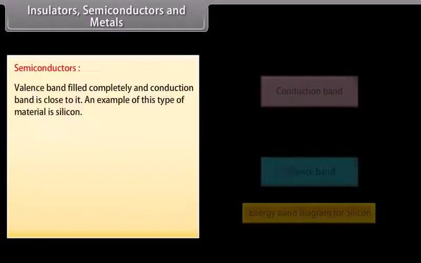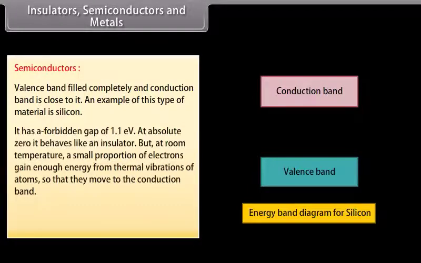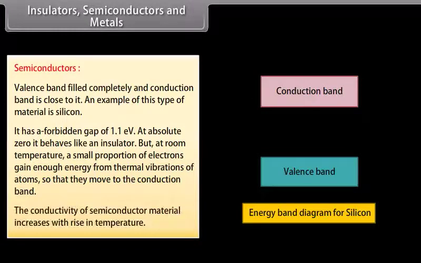Semiconductors. Valence band filled completely and conduction band is close to it. An example of this type of material is silicon. It has a forbidden gap of 1.1 electron volts. At absolute zero it behaves like an insulator. But at room temperature, a small proportion of electrons gain enough energy from thermal vibrations of atoms so that they move to the conduction band. The conductivity of semiconductor material increases with a rise in temperature.